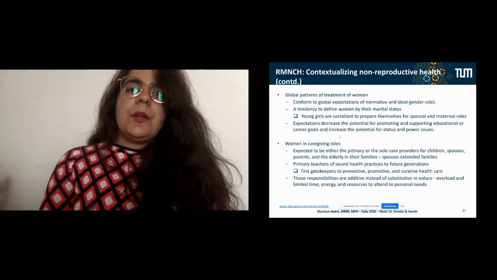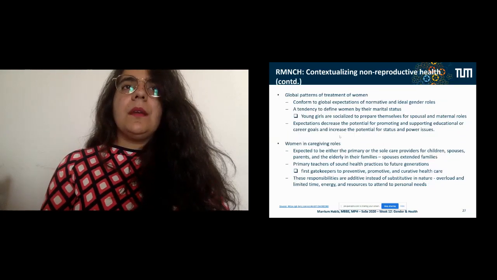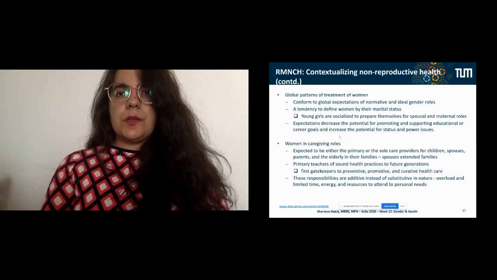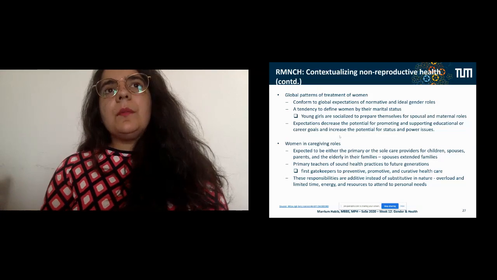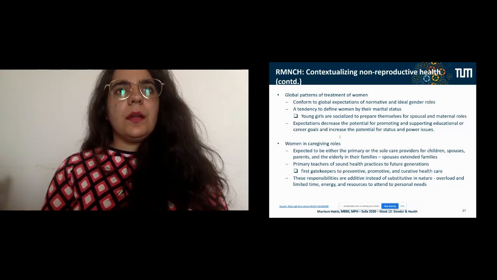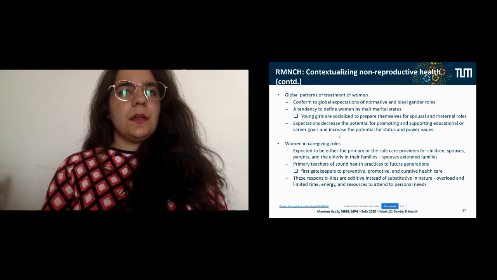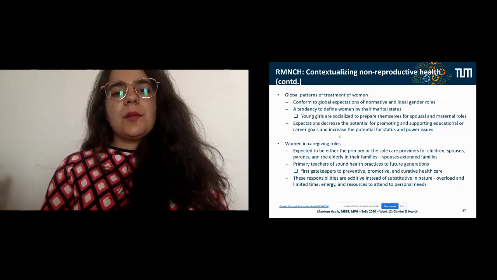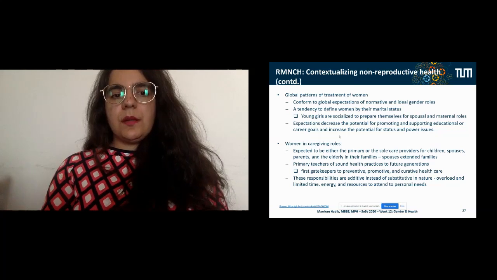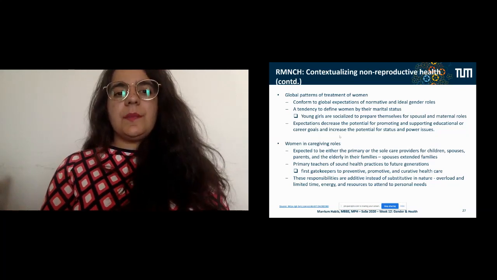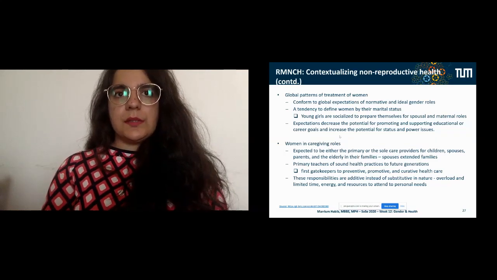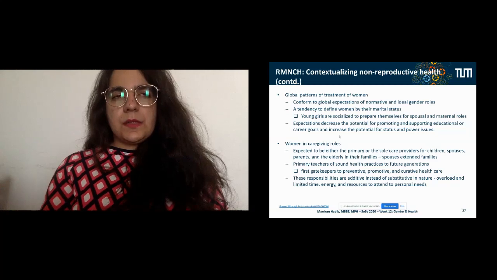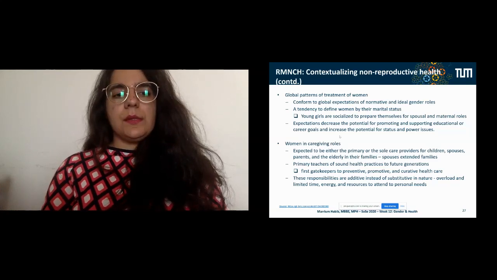There's a global pattern of treatment of women. Women are expected to conform to global expectations of normative and ideal gender roles. There's a tendency to define women by their marital status throughout the world, in high income and in low income countries, in conservative and more looser cultures. By and by, young girls are socialized to prepare themselves for spousal and maternal roles, and such kind of expectations decrease the potential for promoting and supporting educational or career goals, and this increases the potential for status and power issues throughout a woman's life.